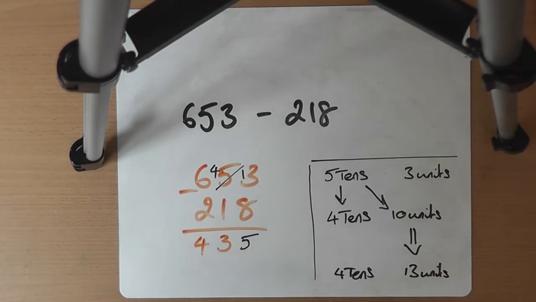As with most questions, it's worth checking whether that answer seems sensible. Well, 650 take away about 200 will be about 450. This seems kind of reasonable. It's within the right kind of size that we're expecting.